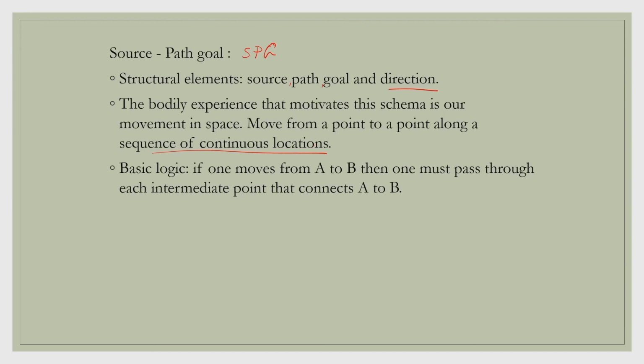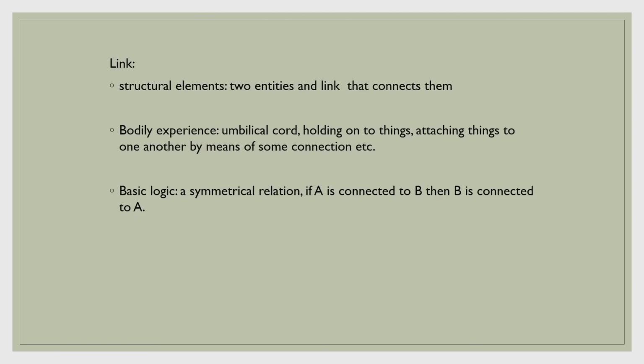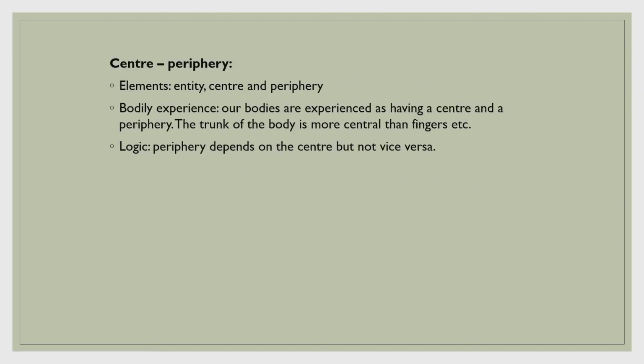Again there is a logic as to how we connect various kinds of instances of movement within one schema. If one moves from A to B and passes through all the intermediate points, then this satisfies the SPG schema. So, various kinds of movements can be grouped together under this schema. Similarly, there is a schema of link. Again there are various kinds of bodily experiences of links, and then there is of course center periphery.